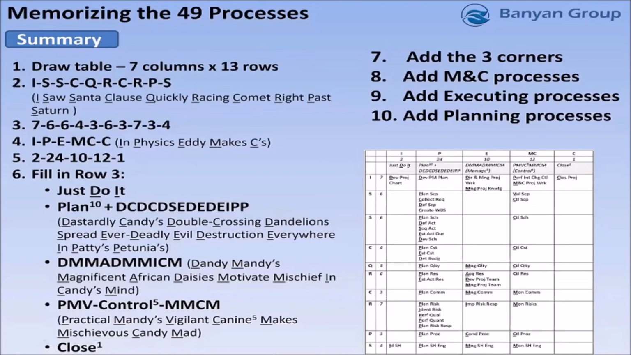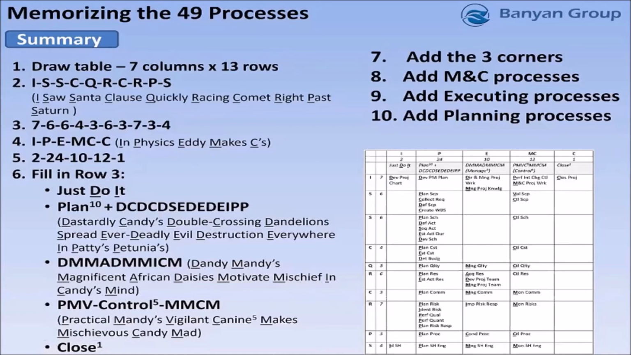For the execution process group, we have DMM, AD, MM, ICM. Dandies, Mandies, Magnificent African Daisies motivate mischief in Candy's mind. This is a way which I have chosen. You can use other mnemonics, whatever you like. That is 100% your choice.